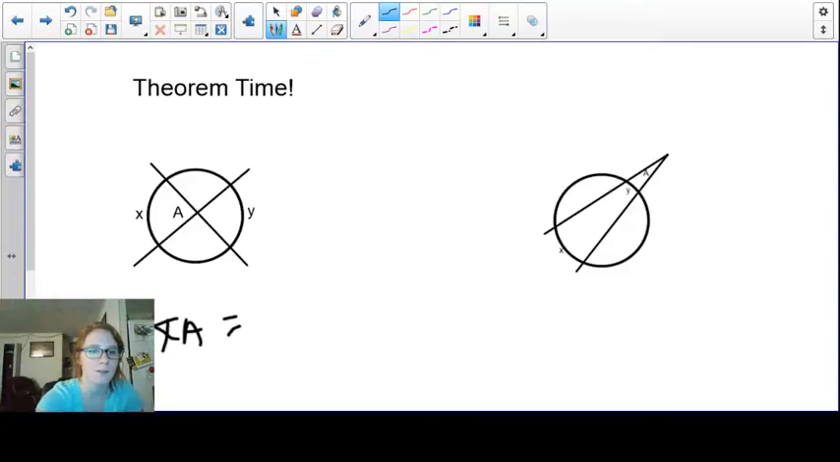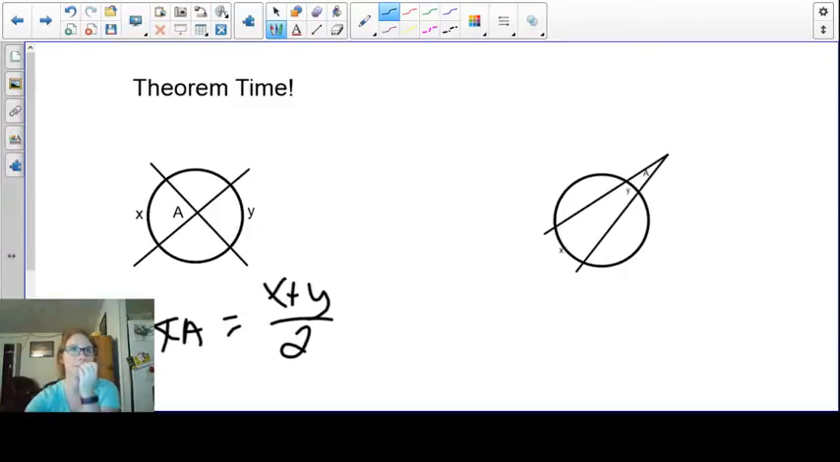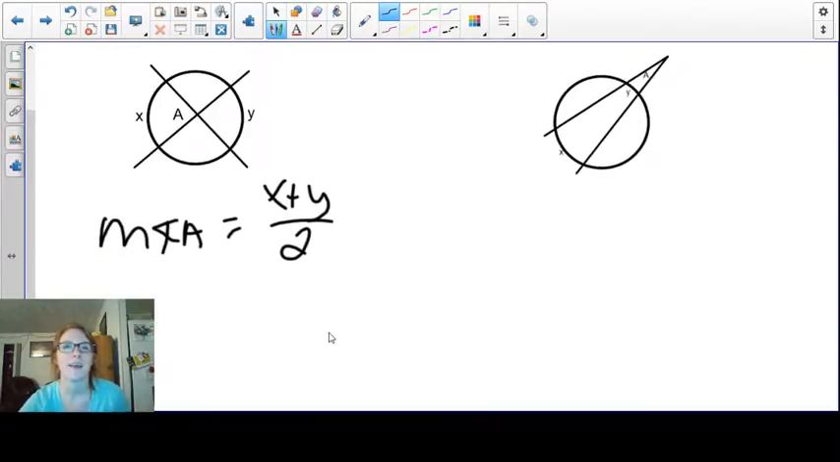will be equal to the outside pieces added together and divided by 2, which you can't see at all. Hey, there you go.